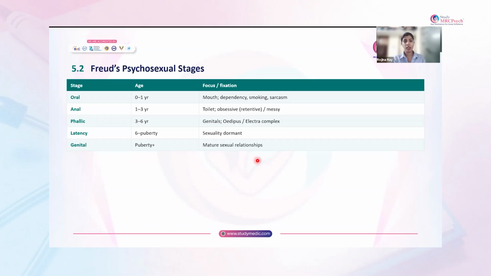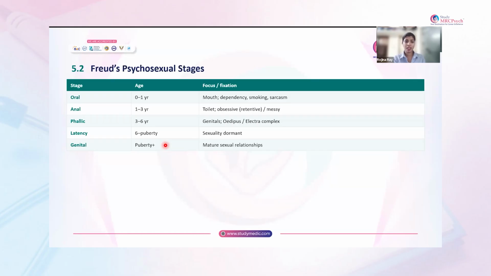Here the pleasure is focused on the bowel. So bowel and bladder control during toilet training. So harsh toilet training may lead to anal retentive personality, where the individuals have OCPD trait, that is overly neat and perfectionist, while permissive training may result in anal expulsive personality, where the individual may turn out to be messy and disorganized. The third stage is phallic stage, from around 3 to 6 years.